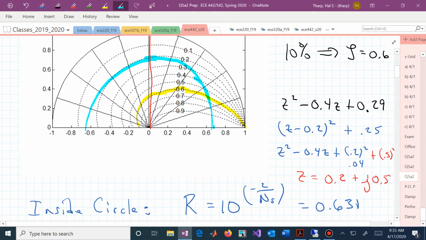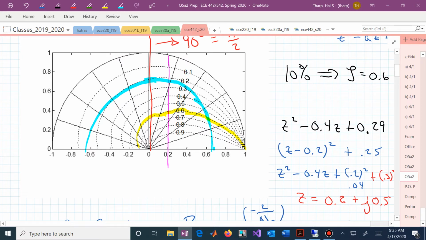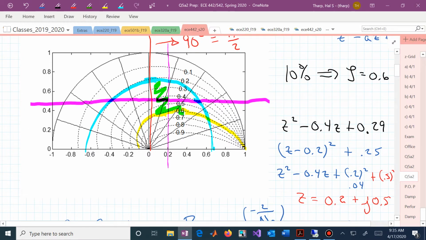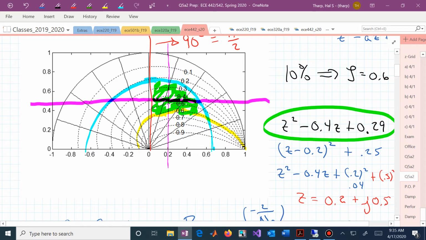Or we are now, if I can find a different color, we're now saying that we have a real part of 0.2 and a vertical distance of 0.5, and that's lying right inside where we wanted to live. We wanted to be inside this green shaded area, and that now gives us the pole locations that we needed.